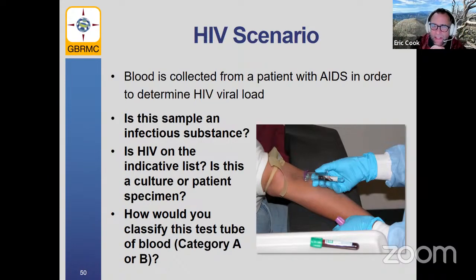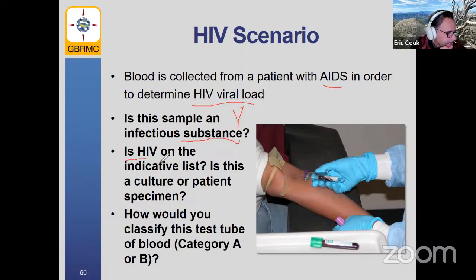All right, so let's look at this a little closer. One of the first things I want to ask is: is the substance infectious? Well, obviously, if the patient has AIDS and I'm determining HIV viral load, I would expect the pathogen to be present in this sample. So in this case, the answer is yes, it is an infectious substance.